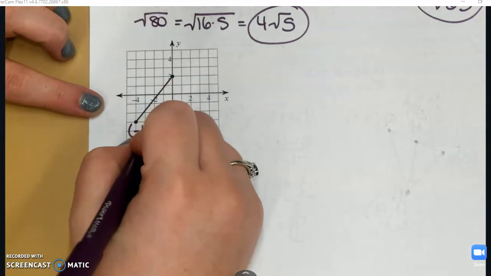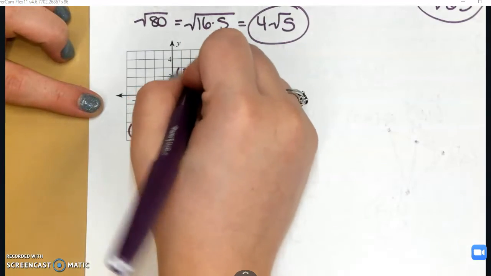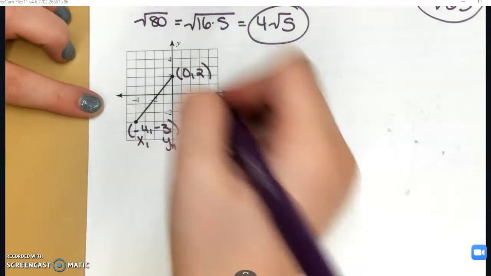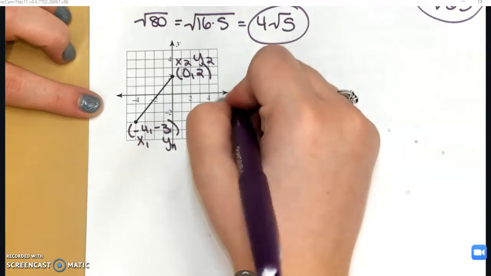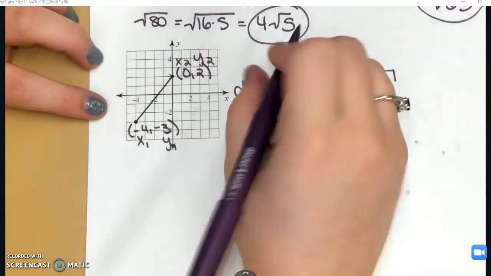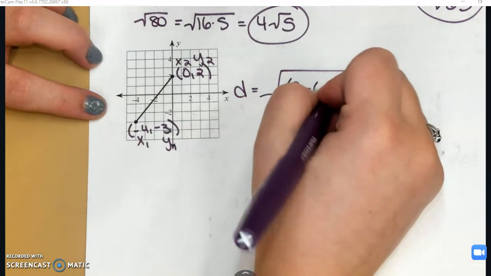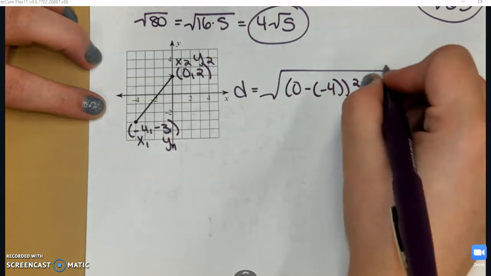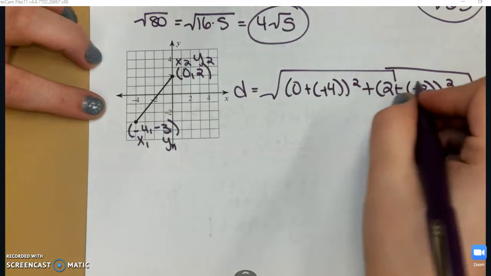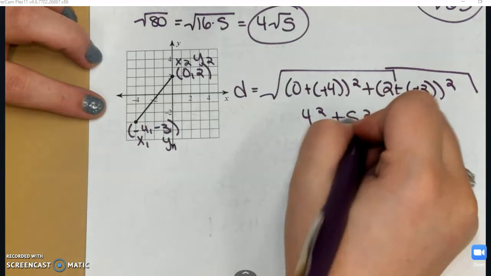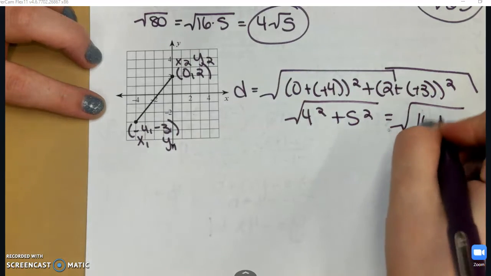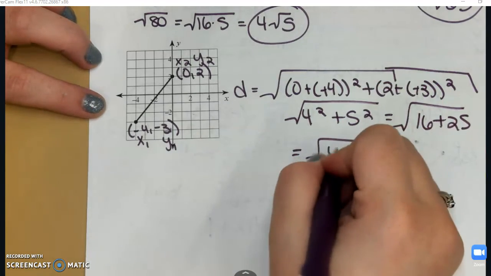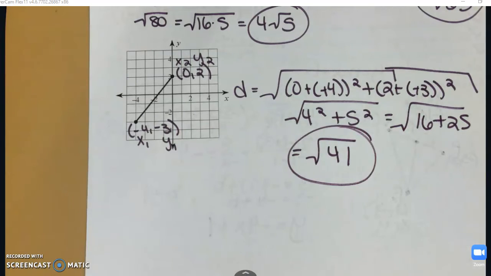This is -4, -3. This is 0, 2. So that's going to be my x1, y1. This is going to be my x2, y2. So the distance between those points, 0 minus -4 squared plus 2 minus -3 squared. That becomes plus and plus. So I get 4 squared plus 5 squared, which is 16 plus 25. And that gives me the square root of 41. 41 is a prime number, so it's not going to simplify. And that will conclude our day 1 notes from chapter 4.